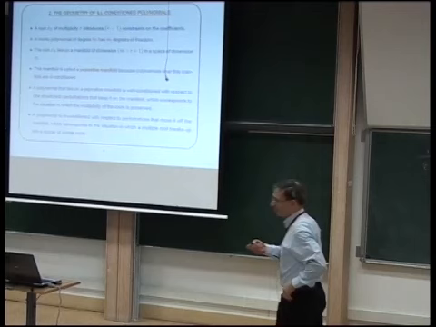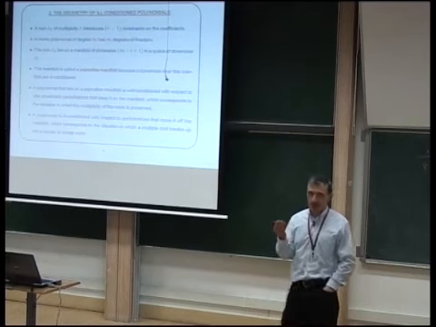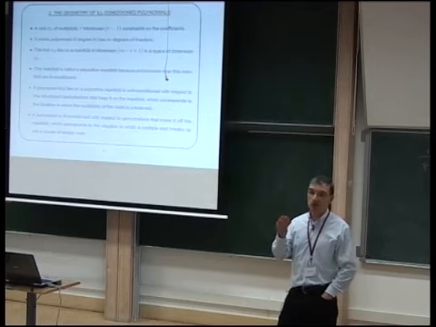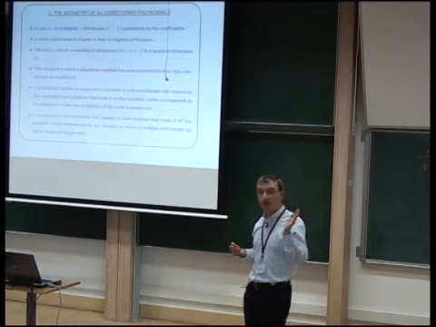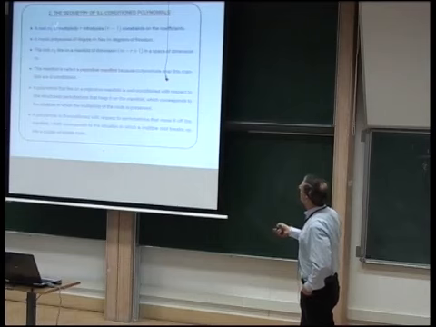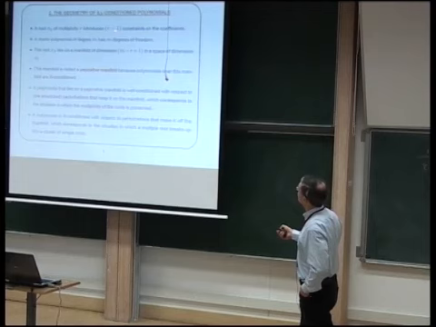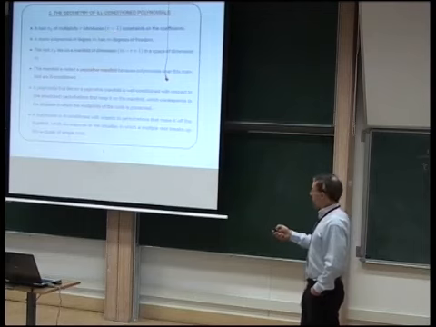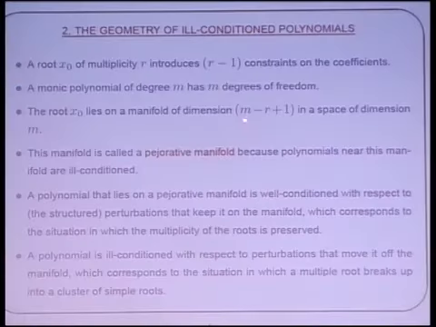So suppose you've got a polynomial of degree m. It's got m plus 1 coefficients, but only m degrees of freedom, because we don't care about the arbitrary scalar multiplier. So if a root of multiplicity r introduces r minus 1 constraints, and a monic polynomial has degree m, then we are in fact left with m minus r plus 1 degrees of freedom, okay?